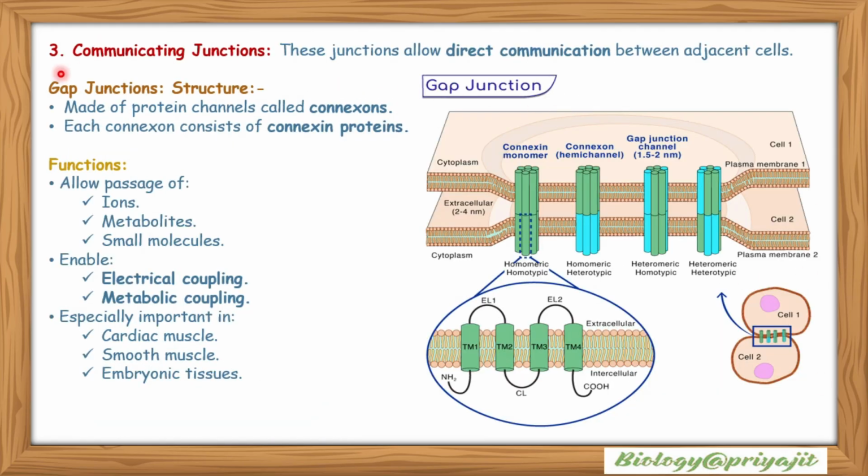Communicating junction. These junctions allow direct communication between adjacent cells, such as gap junctions. Gap junctions are made up of protein channels known as connexons. Each connexon consists of connexin proteins, and its function is to allow passage of ions, metabolites, and small molecules. It enables electrical coupling and metabolic coupling. It is especially important in cardiac muscle, smooth muscle, and embryonic tissues.